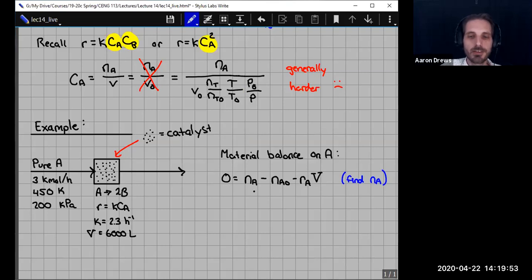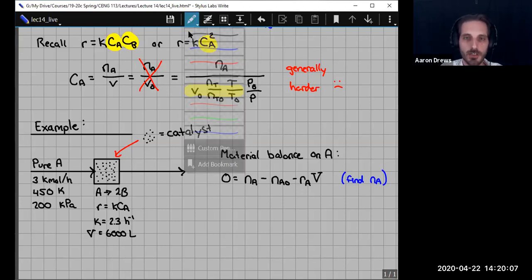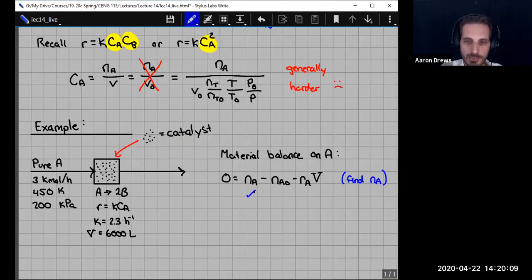And so if we can write every term in here in terms of either a constant or N sub A, then we'll be left with one equation and one unknown, and we'll be able to somehow solve that, right? Maybe not analytically, but we'll be able to work with it. So we're already good on two of these, right? We're okay on N sub A, actually three of them. We don't have to worry about solving for that because that's the thing we're trying to solve for. So we don't have to expand that at all.